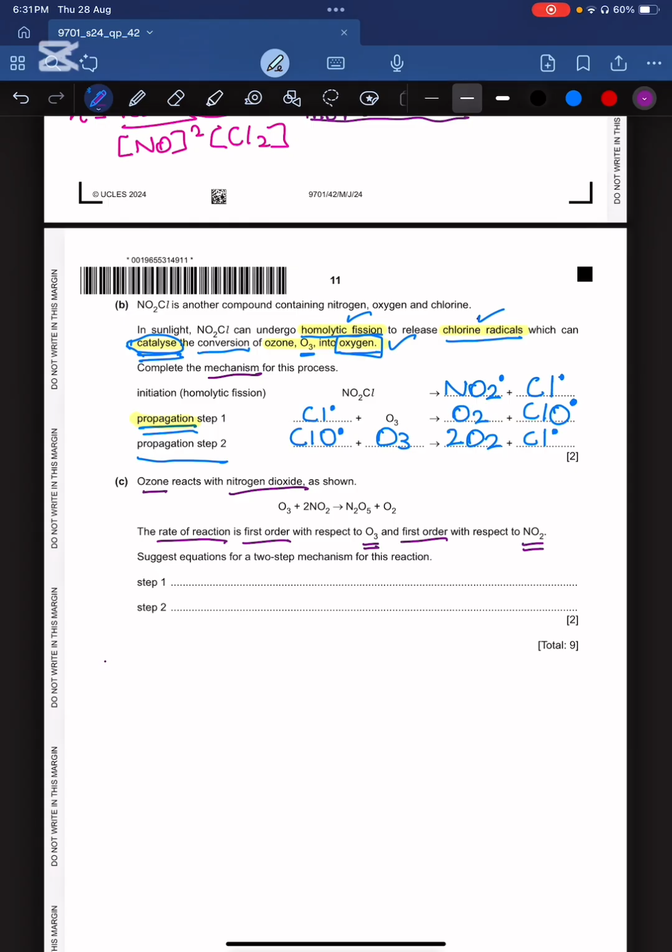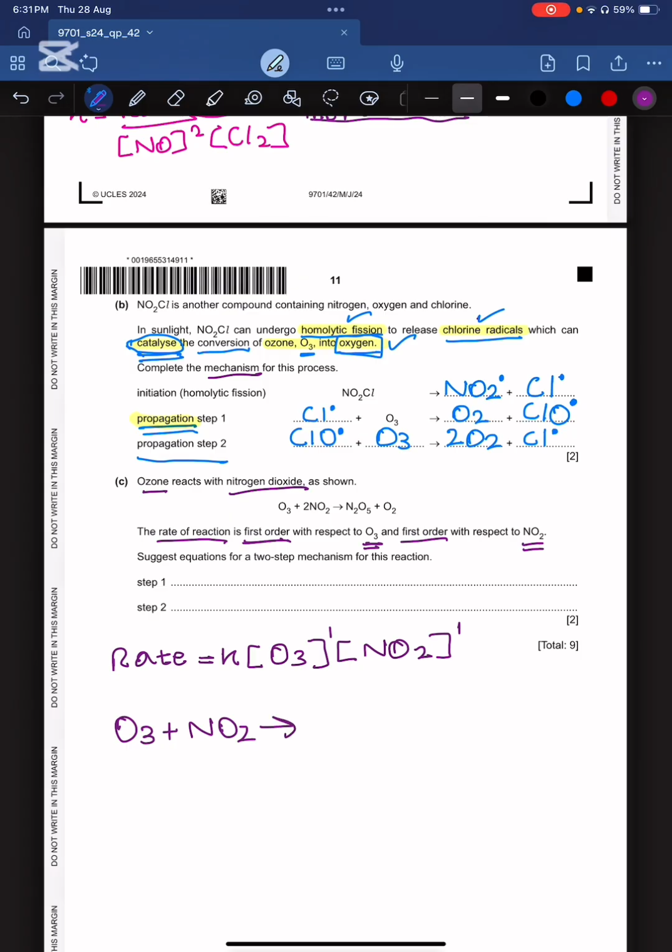Let's understand what I mean by that. The rate equation here is given in words. We'll write it in symbols. The rate is first order with respect to O3, which means O3 to the power 1, which is simply O3, and first order with respect to NO2. Now remember, O3 has power 1, which means that in the slowest step of the reaction, which will be step 1, we will have 1 mole of O3 and 1 mole of NO2.